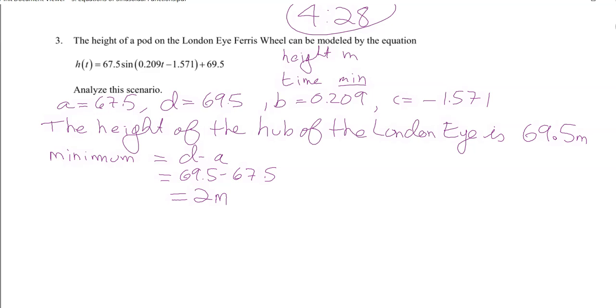Yeah, it's not hitting the ground, right? So there's a platform, you get on the platform and you walk up to it, right? The car is going to be 2 meters from the ground. So it's got some clearance on the bottom. How high does it go? So max is d plus a, 69.5 plus 67.5, which is what, 137 meters? Okay, so you will go as high as 137 meters, right?